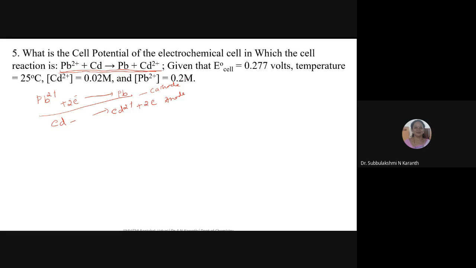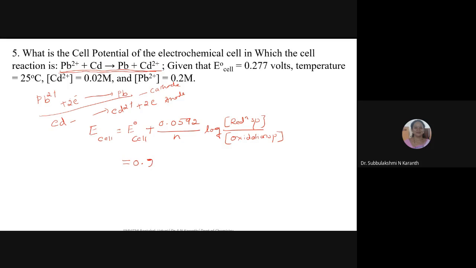Now, I'll take the simple cell Nernst equation. E cell is equal to E naught cell. Here, I'll just change. I'll take a positive sign. In the previous case, I took a negative sign and calculated. Here, positive sign. If you take a positive sign, then the reduction species comes to the numerator. 0.0592 by n log concentration of reduction species, that is reactant, by the concentration of the product, that is oxidation species.